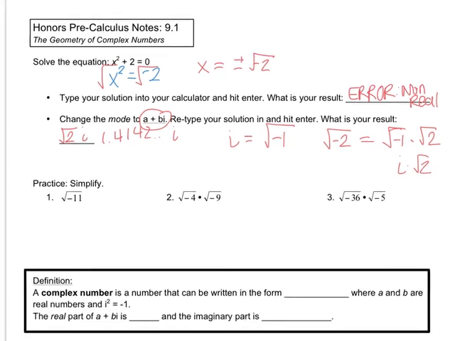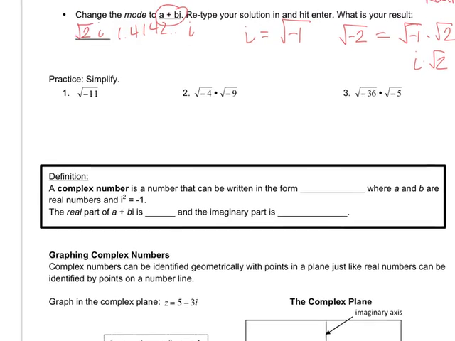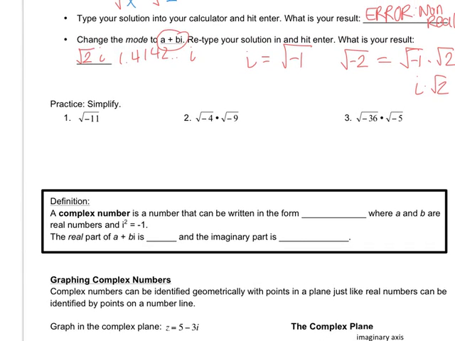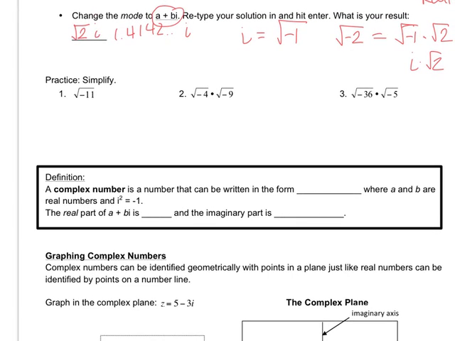So let's go ahead and practice simplifying non-real numbers using the letter i. So the square root of negative 11 is the same as the square root of positive 11 times the square root of negative 1, which is just i. So you can think of it as that negative coming out as the imaginary number, or the complex part of the number.